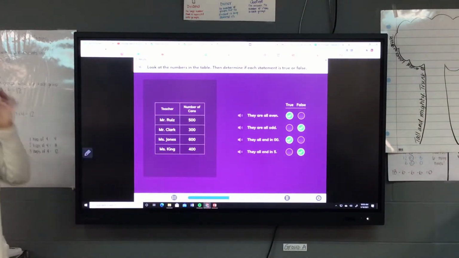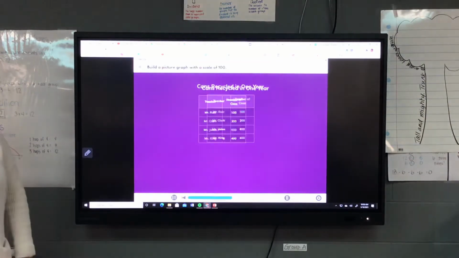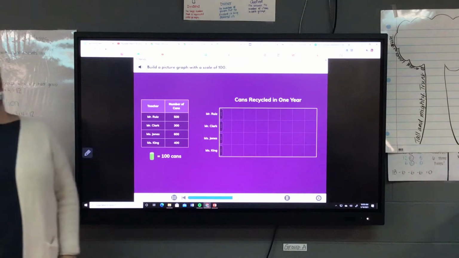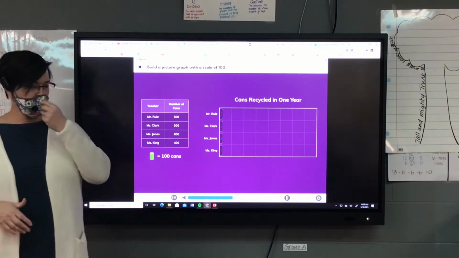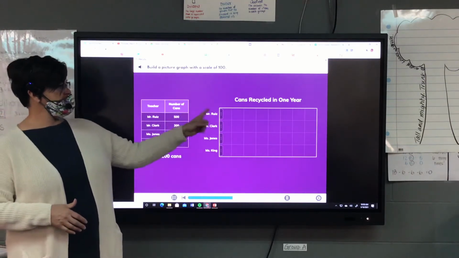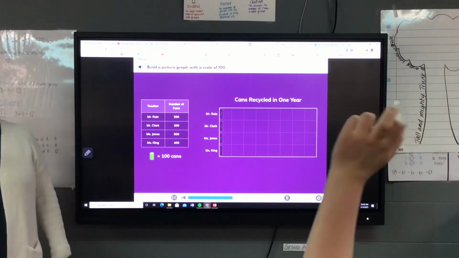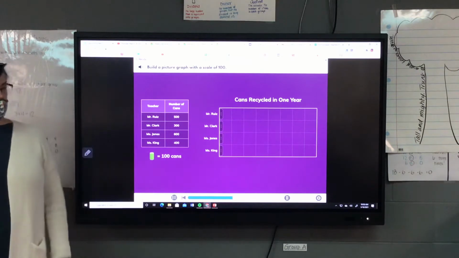These numbers are even, and they end in 2 zeros. So you can use a scale of 100 for this data. What do we skip counting by next? Build a picture graph with a scale of 100. So here's my question to you. If we're skip counting by 100, how many cans will Mr. Ruiz have in this picture graph?